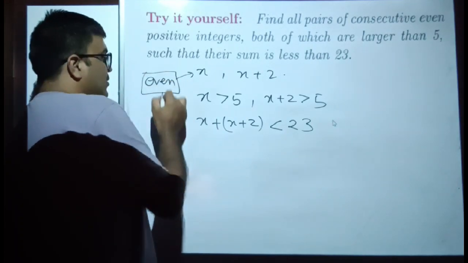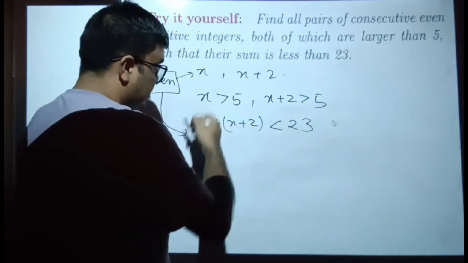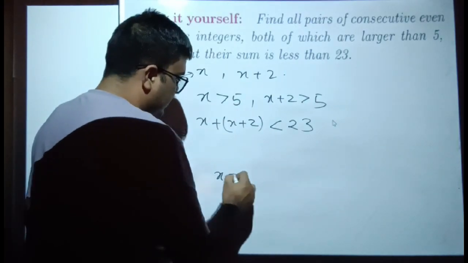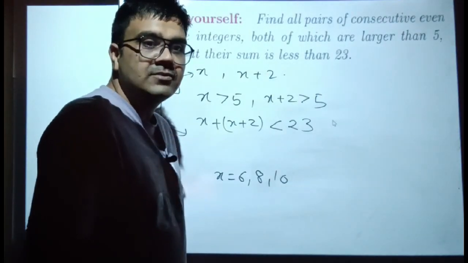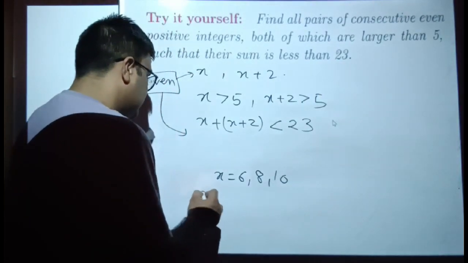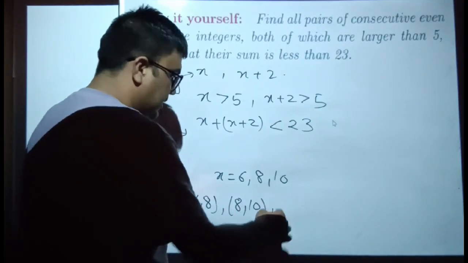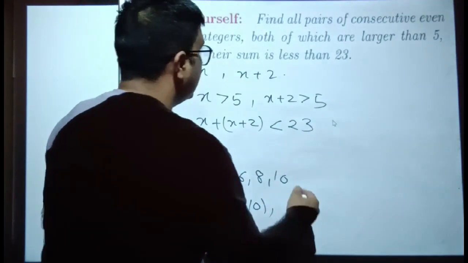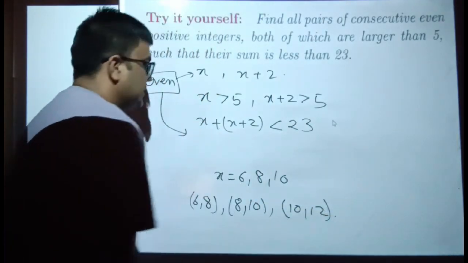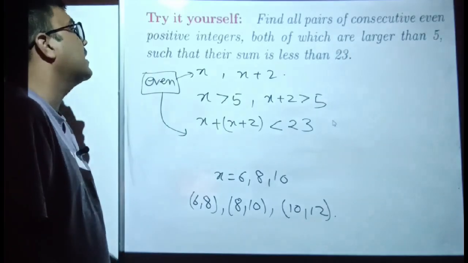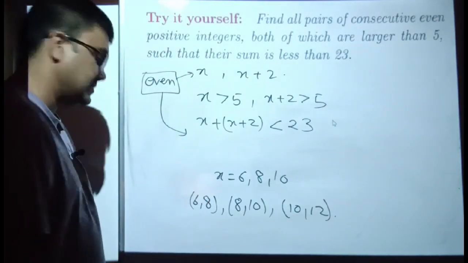Out of that, consider only the even numbers. The answer you will obtain on solving this, you can try it on your own. The values of x you will obtain are 6, 8 and 10. So we will be saying that possible pairs are 6, 8; 8, 10; and 10, 12. These are the three possible pairs. So you can try to solve this question on your own and try to obtain this answer.